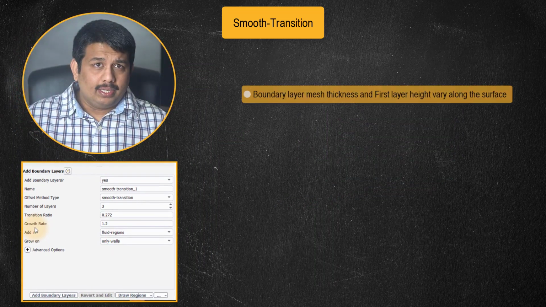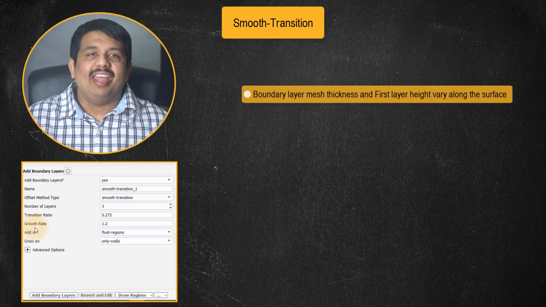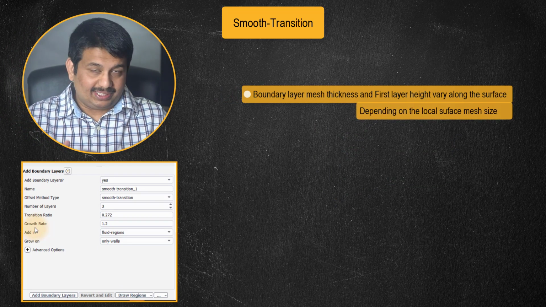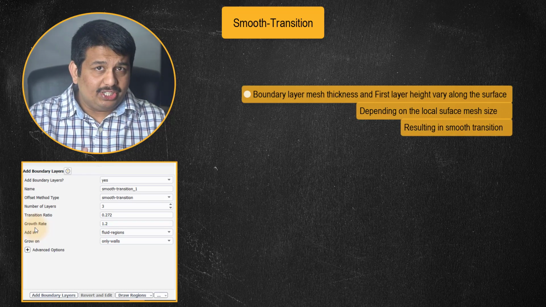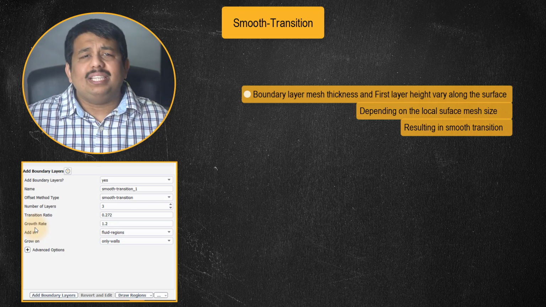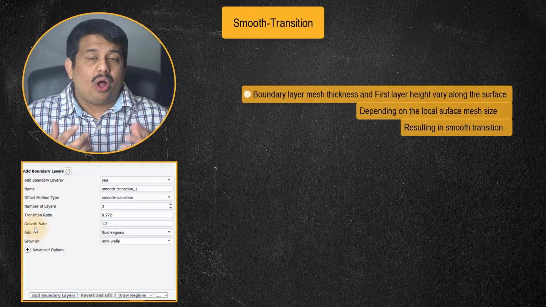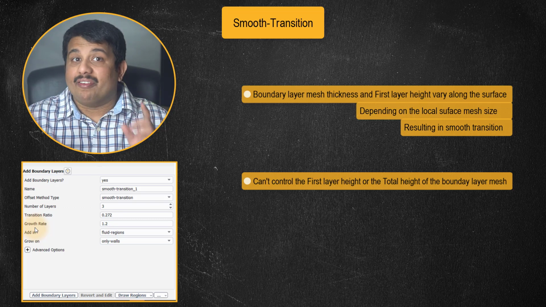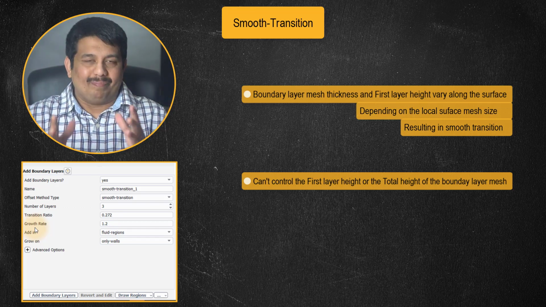In this method, the boundary layer mesh thickness and the first layer height vary along the surface depending on the local surface mesh size to establish a smooth rate of volume change between the boundary layer mesh and the volume mesh, which is a major advantage of this method. However, on the downside, it is not possible to directly control the first layer height or the absolute total height of the boundary layer mesh.